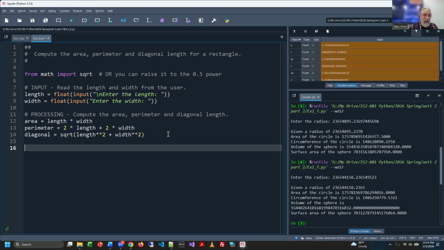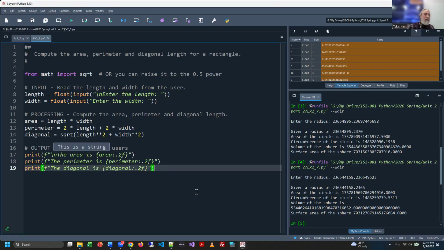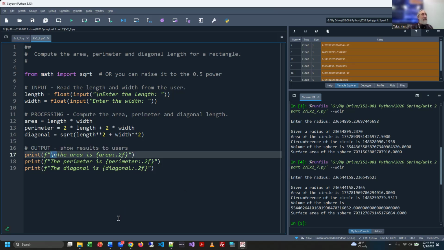Then we're left with the final part of the program, which is doing the output. Right, so here's the output part, which is just show results to users. Here's my 3 output statements. I think with these, you can pretty much guess them, right? I'm just taking the words and putting them on the screen. Really the only wrinkle here is I got a backslash n to move it down 1 line.